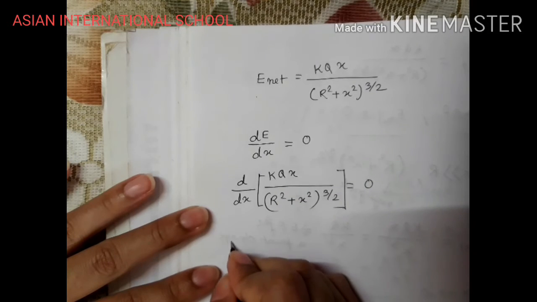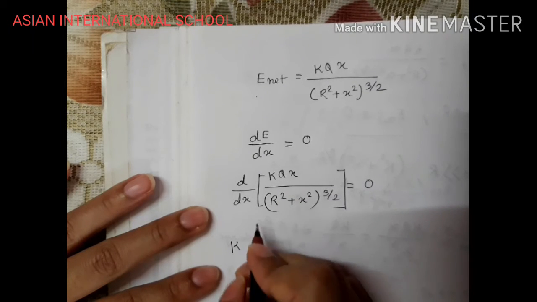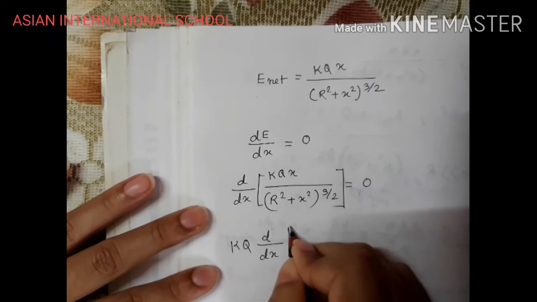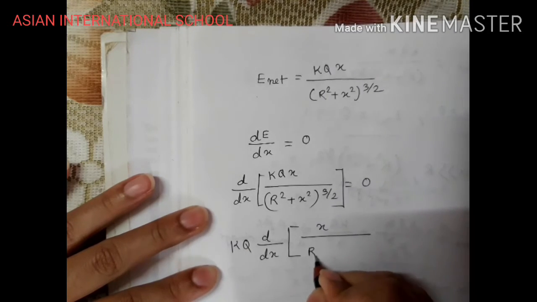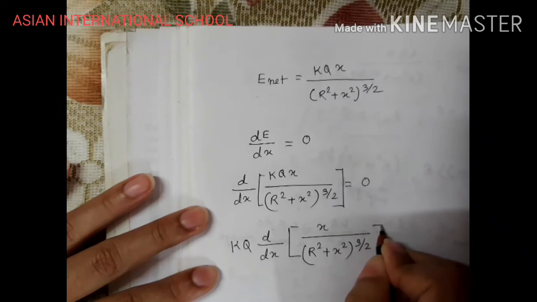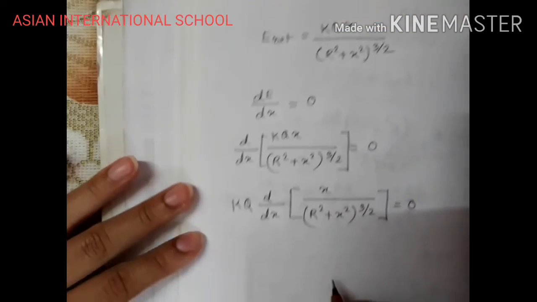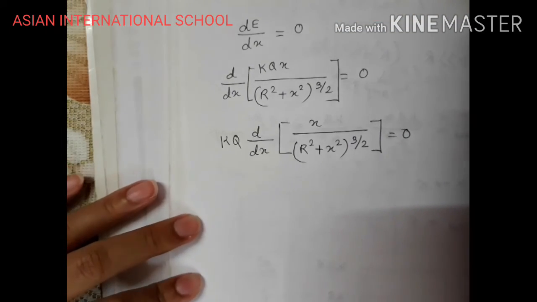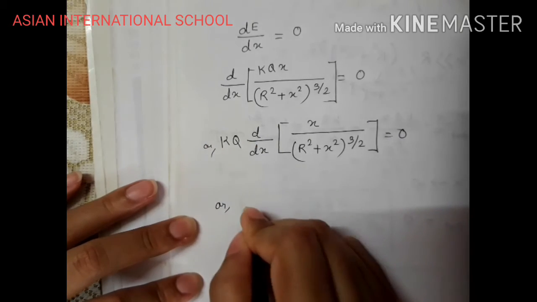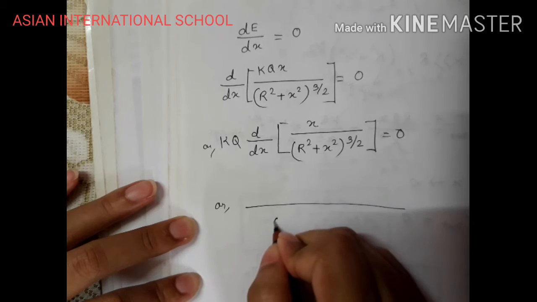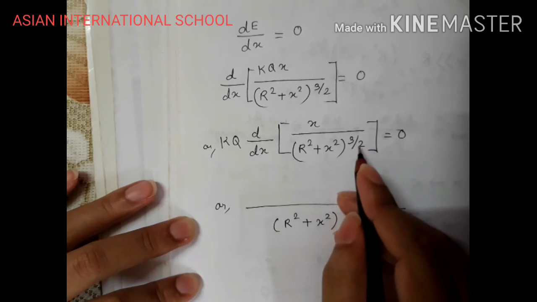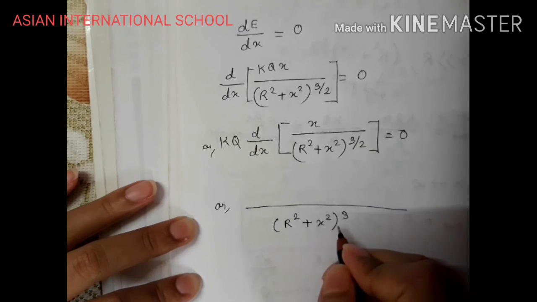Now there are a few constants. K is constant, Q is constant, then d/dx of X divided by (R square plus X square) to the power 3 by 2 equals 0. Now let us differentiate. You know the division method of differentiation. In this method, we are going to get R square plus X square, which will square up, so I will get the cube.